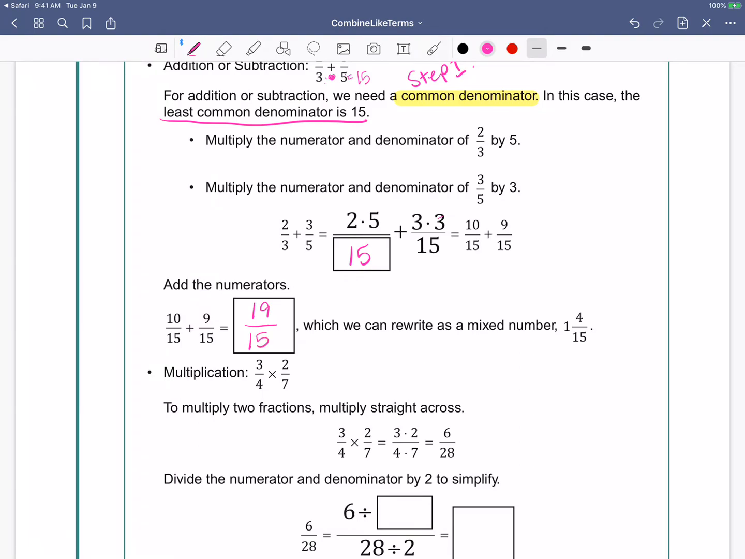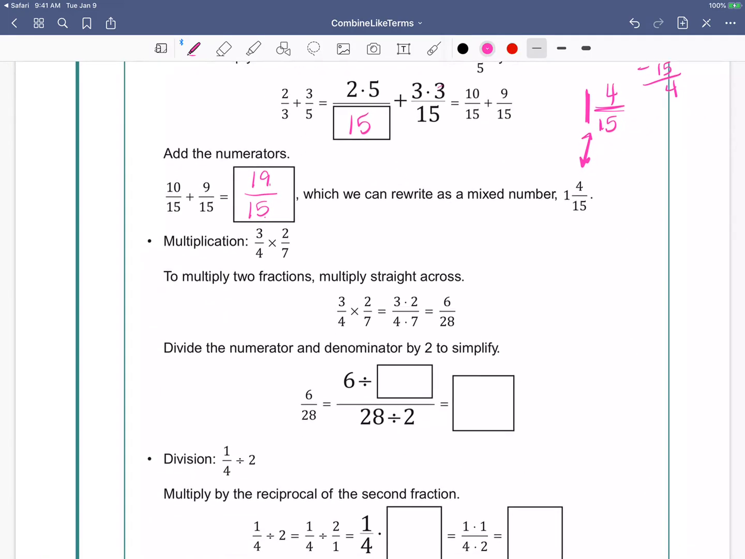Or, yes, we write it as a mixed number. The closest 15 can get to 19 without going over is times 1. I keep my denominator, and then I do 19 minus 15, and that gives me 4. Right, so you see that they are the same answers.